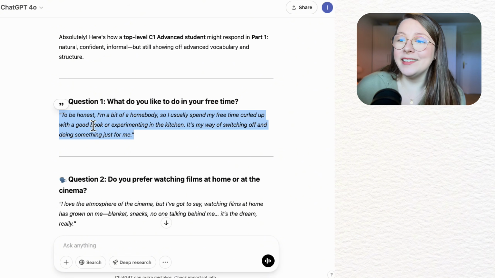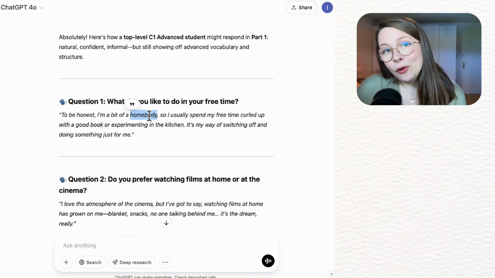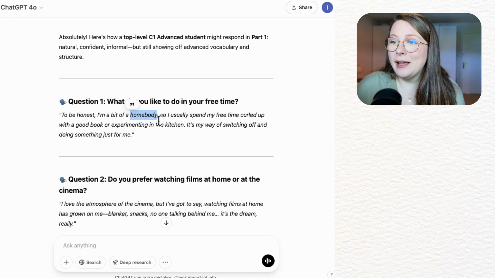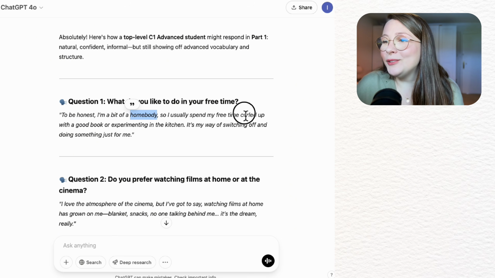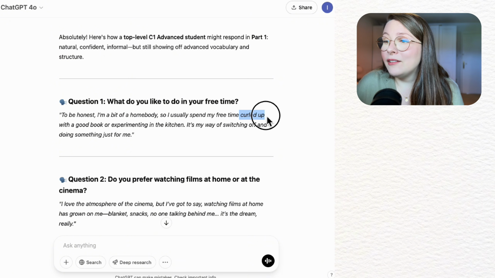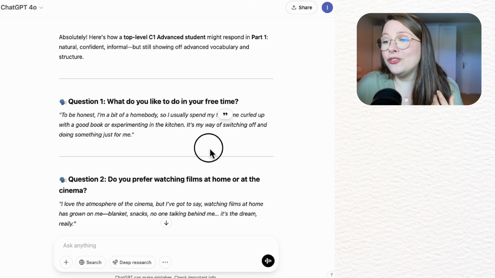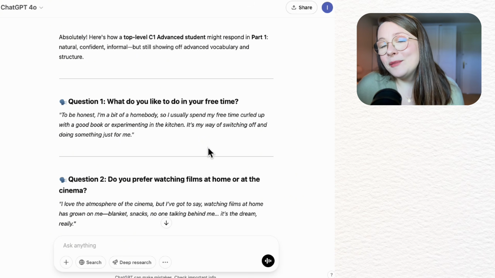This is a fantastic answer because, first of all, it has a nice natural phrase at the beginning, which makes your answer sound more organized and more confident. And you've got lots of great informal but advanced vocabulary. I'm a homebody, meaning I like being at home instead of going out all the time. To be curled up with a good book. So we have a nice phrasal verb and even a nice expression here. We've got a phrasal verb to switch off. So it's a great way to get inspiration.